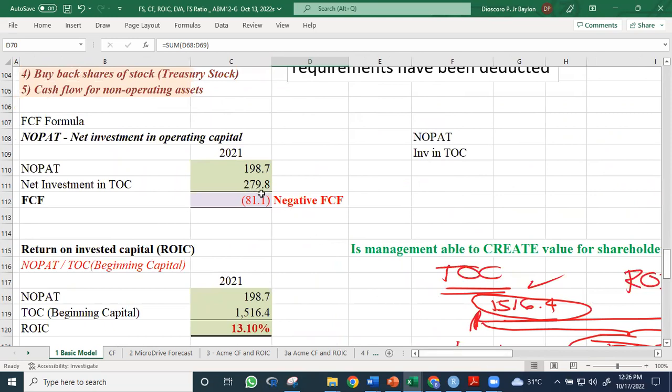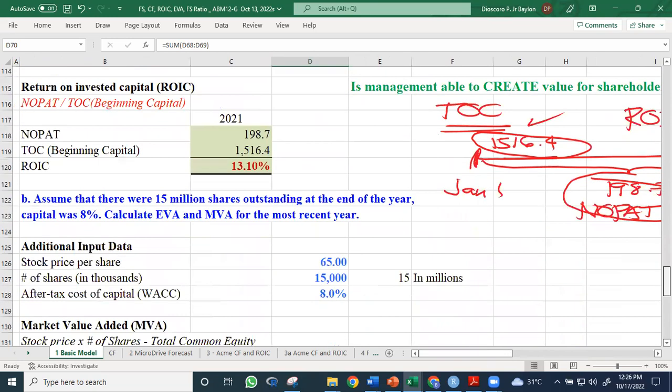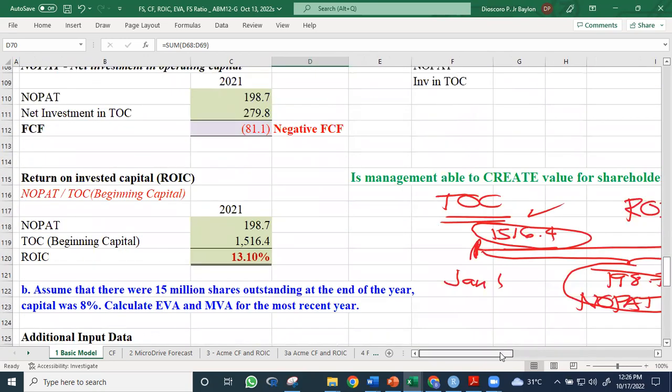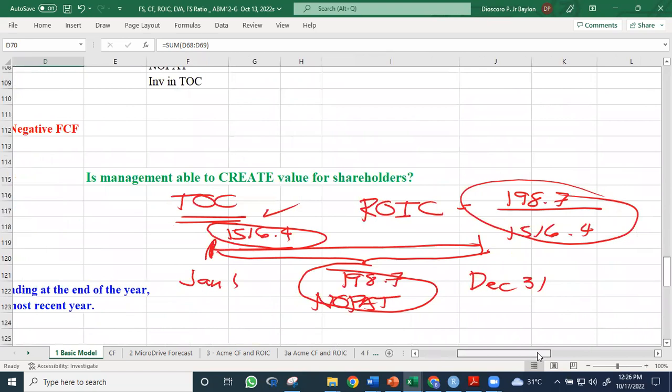Ito, yan, 279.8. Nadagdag yan. Ang question kasi, kailan siya binigay? So, do we assume that it was given at the end? Hindi rin naman pwede, di ba? Kaya that's why ang ibang ginagawa, they average yung beginning at saka yung ending. The beginning of 2021 is the ending of 2020.